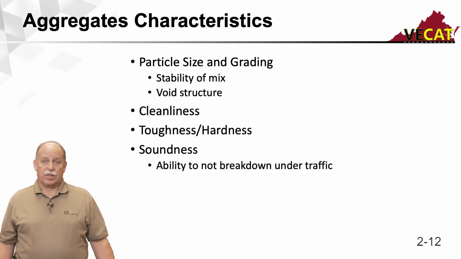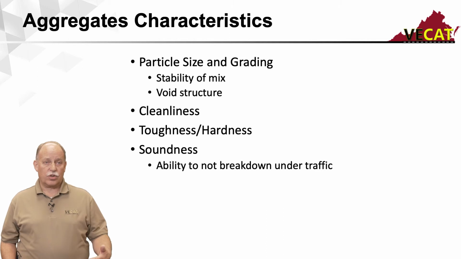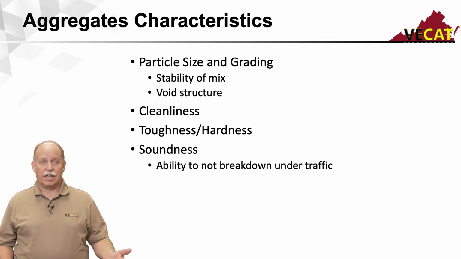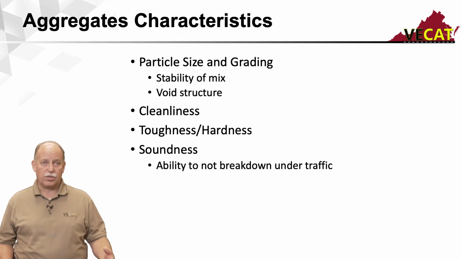Aggregate characteristics. We talked about particle sizing. So now particle sizing and grading, that affects the stability of the mix, the void structure. We have to have cleanliness of our aggregates. Those need to be clean so that we get a good bond with our binders. And we have to have toughness and hardness, and then we need soundness. Soundness is that ability for it not to break down under traffic.